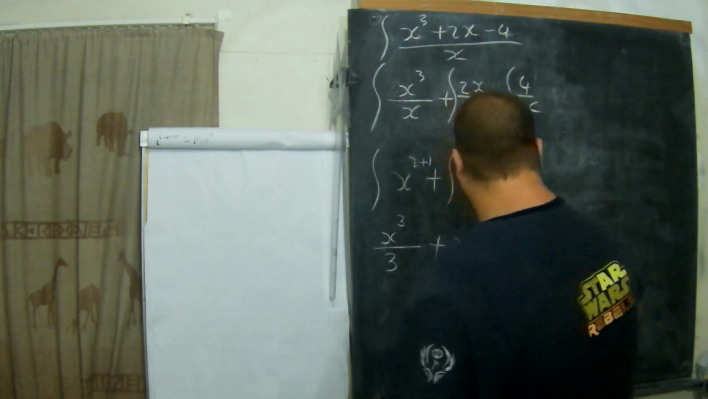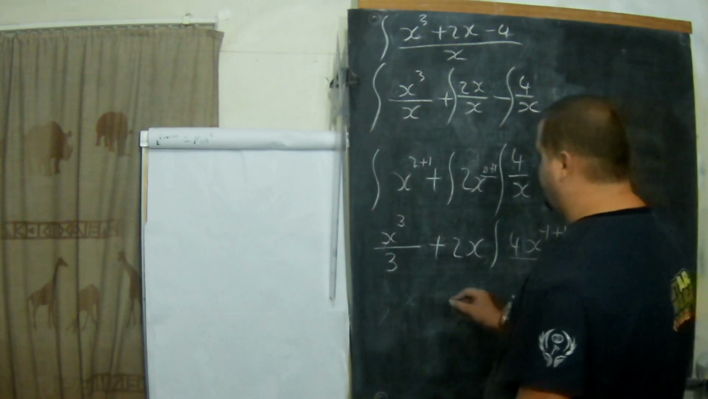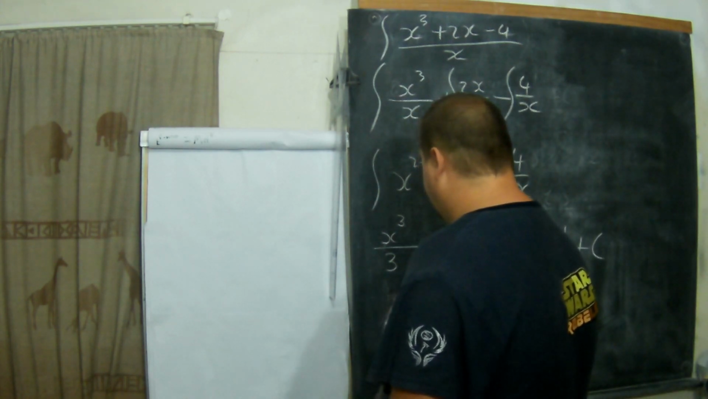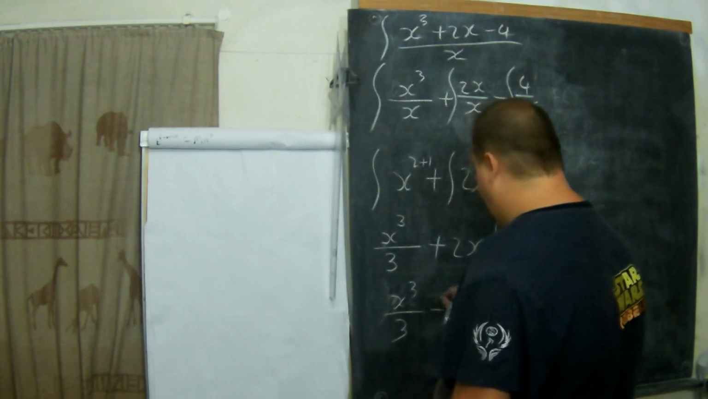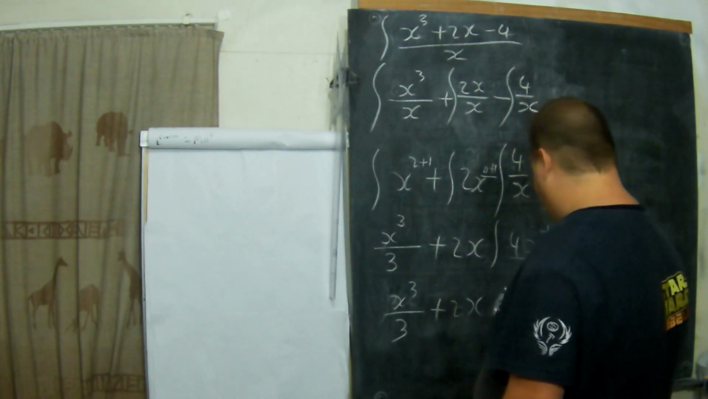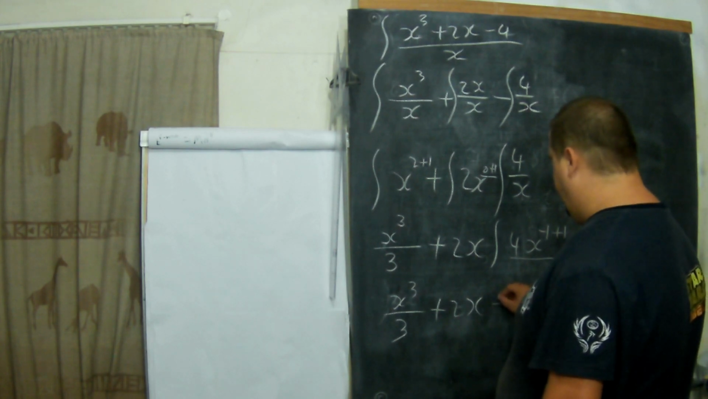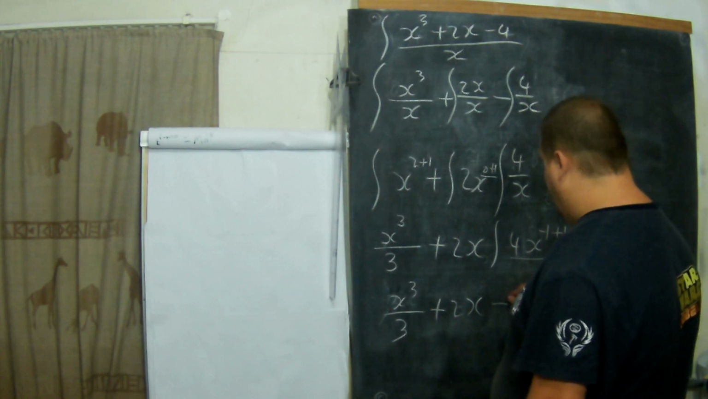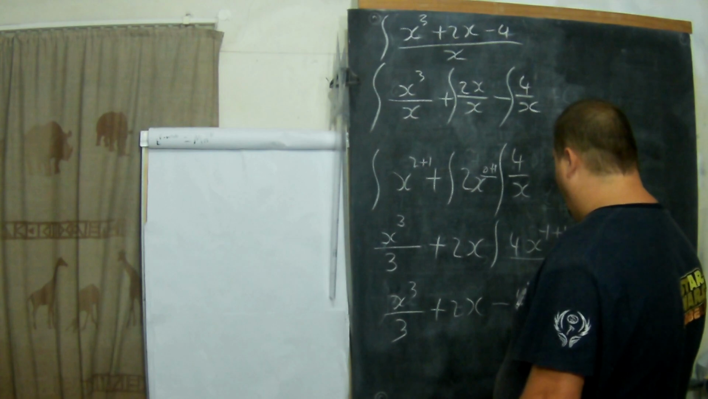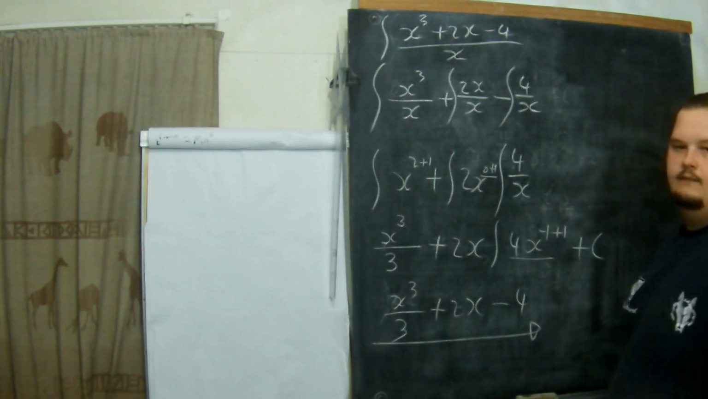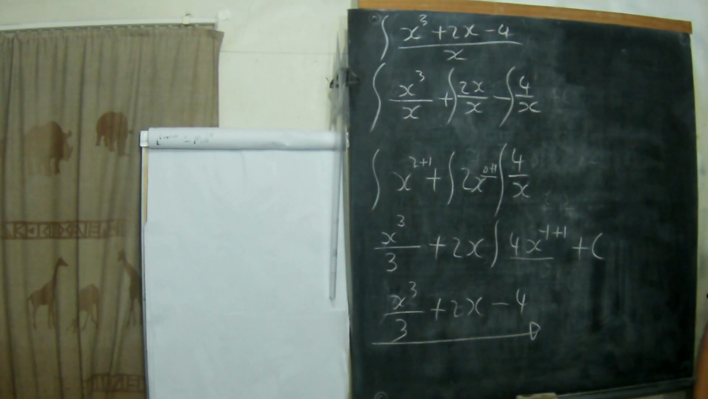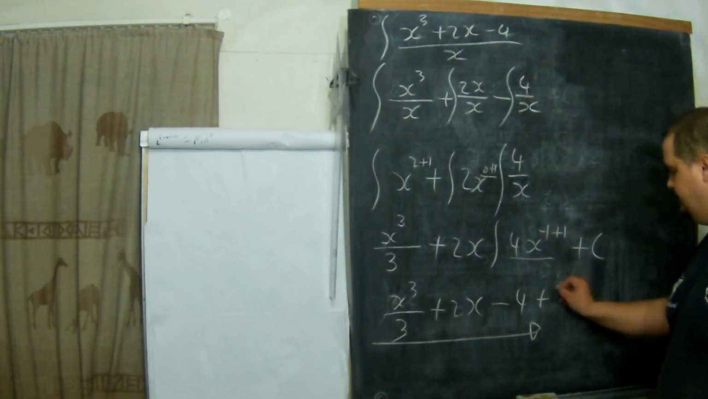So our final answer is x cubed over 3 plus 2x minus 4, plus c.